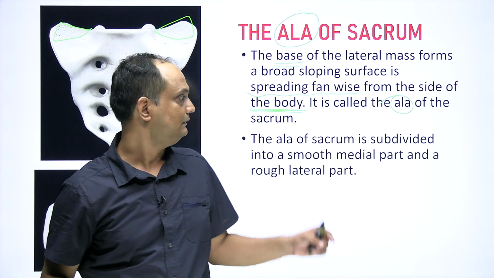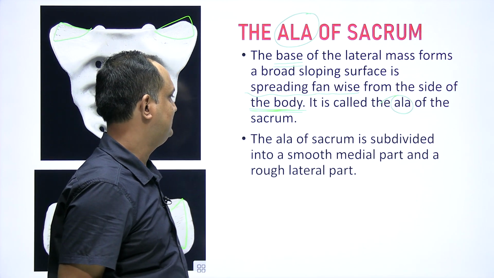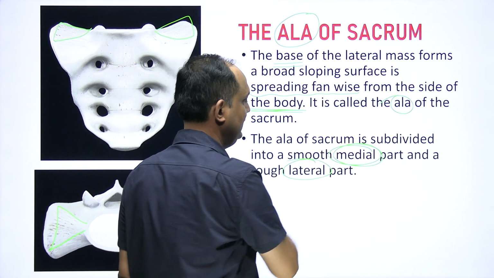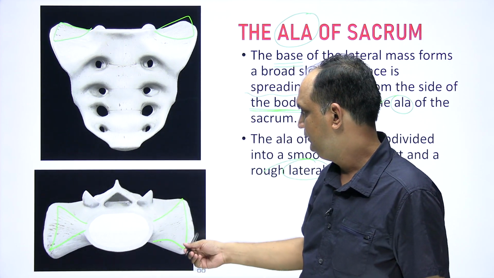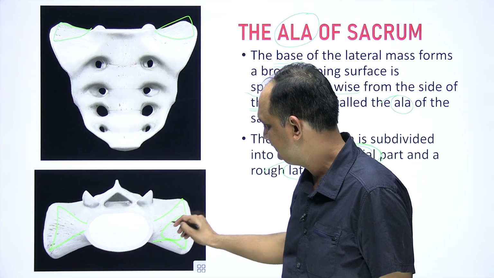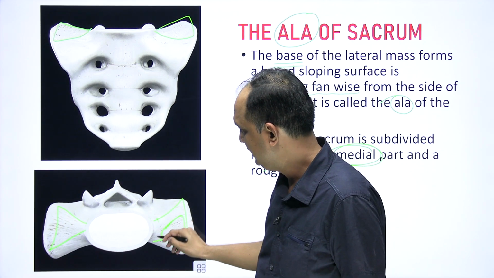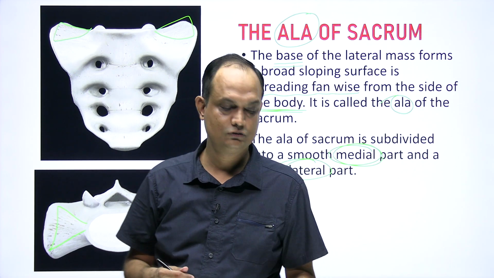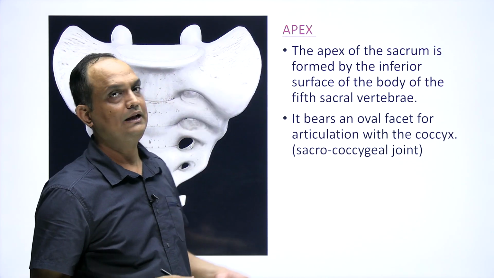Clear? Now, the ala of the sacrum is subdivided into a smooth medial part and a rough lateral part. Here you can see that the roughness is present on the lateral aspect, while the medial surface of the ala is comparatively smooth. What is the apex?